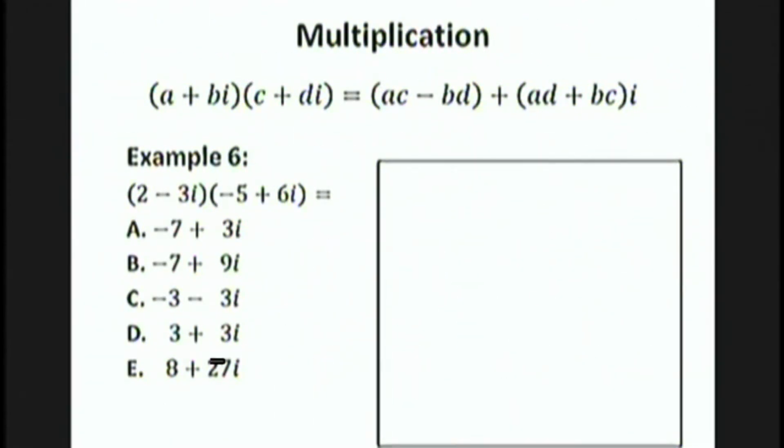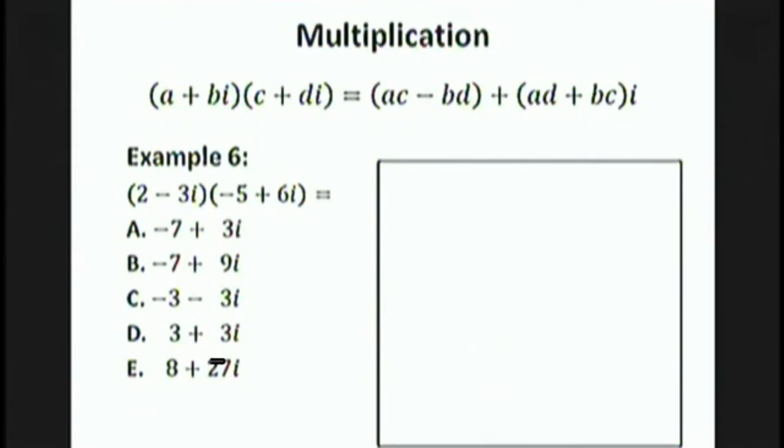Okay, now let's talk about multiplication. The definition of multiplication might look a little complicated. A plus bi times c plus di is ac minus bd plus ad plus bc times i. But this is equivalent to just multiplying two polynomials and replacing i squared by negative 1. For those of you who like foiling, you could do it that way. So let's look at this example.